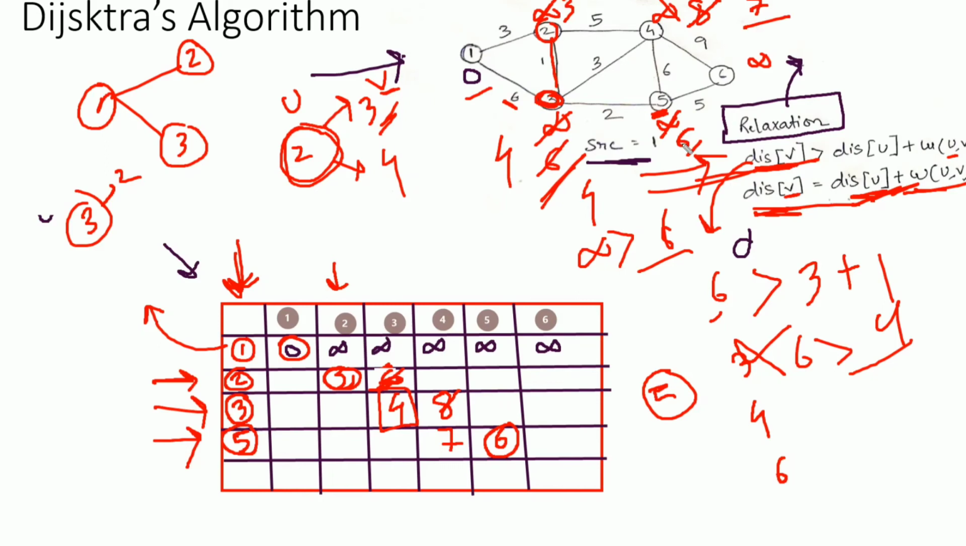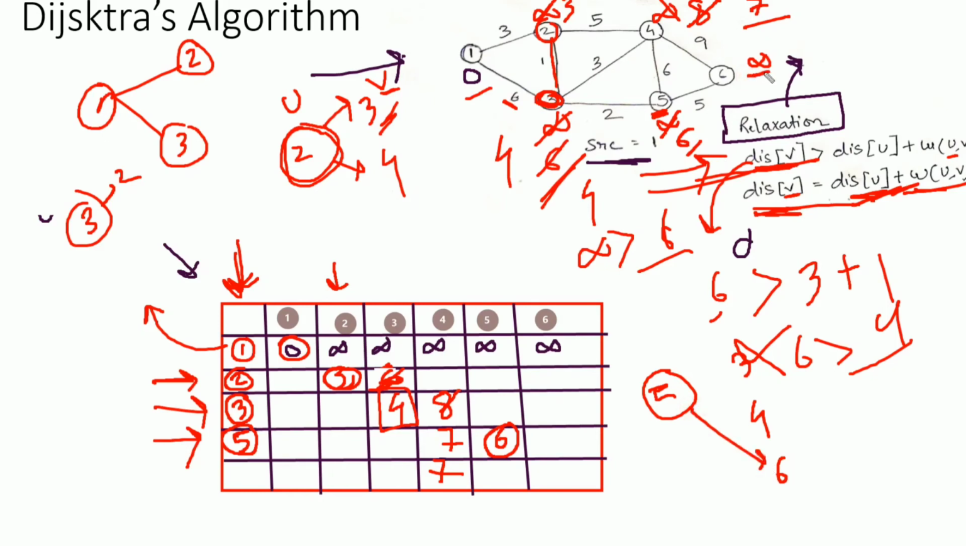So if the distance of the current vertex plus the weight between the edge u and v is greater, then I'll not update the value. It will remain the same. And now from vertex 5, I'll iterate to vertex 6.